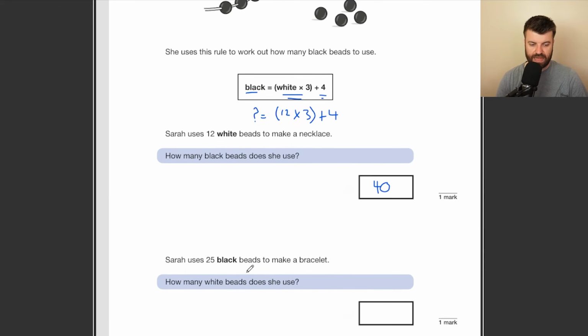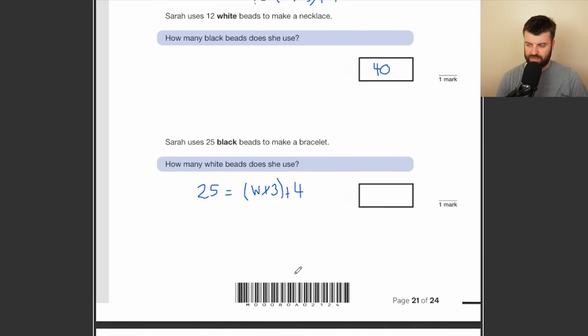Sarah uses 25 black beads to make a bracelet. How many white beads does she use? Well, this is the same again, but instead of writing in the white bead, we're going to write in the black beads. So we have 25 equals white, we don't know, times 3 plus 4. So how can we balance this equation? Well, do you know what we can do? Let's take 4 off each side. That way it stays balanced.